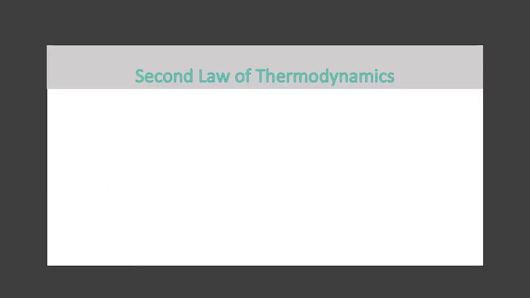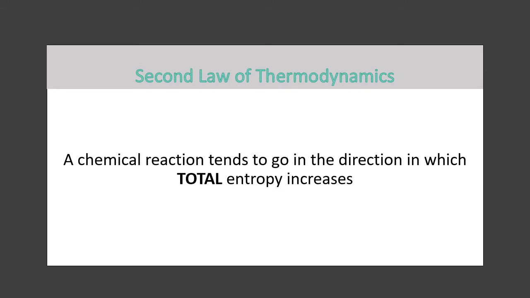Furthermore, remember this statement we saw in the first lesson? We talked about the second law of thermodynamics. Well, if you don't, here we go. It states that a chemical reaction tends to go or occur in the direction in which total entropy increases. What does this mean?